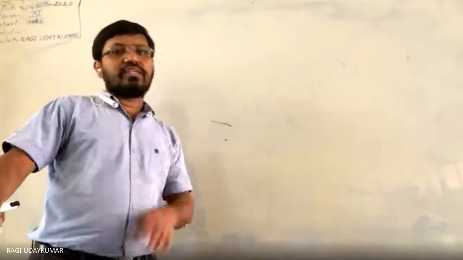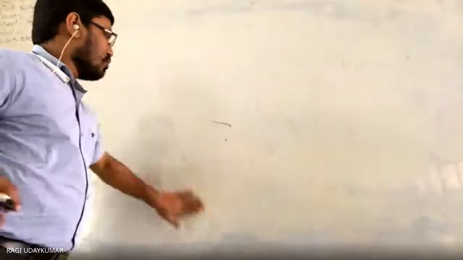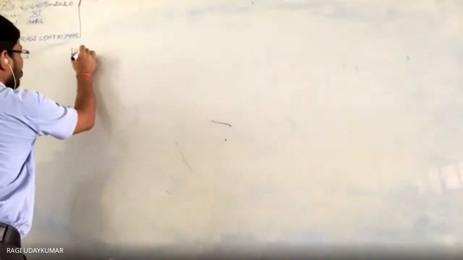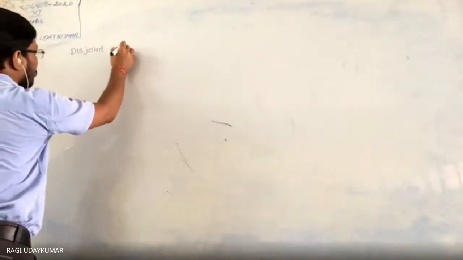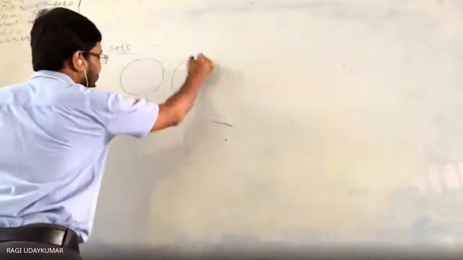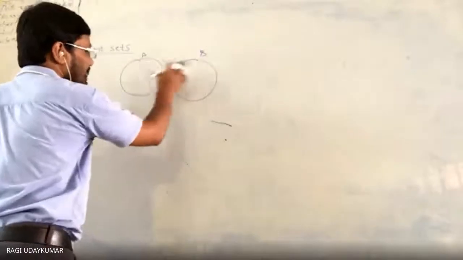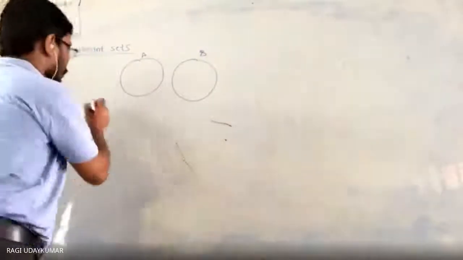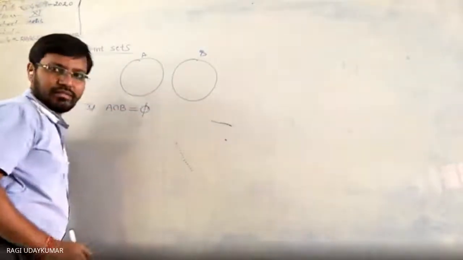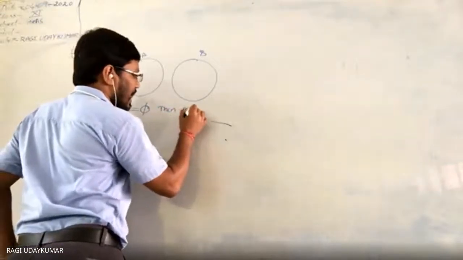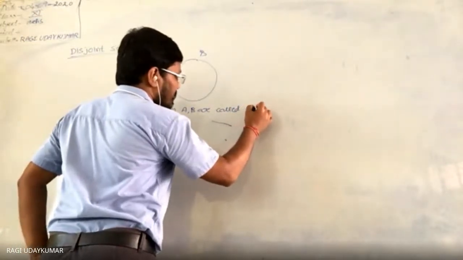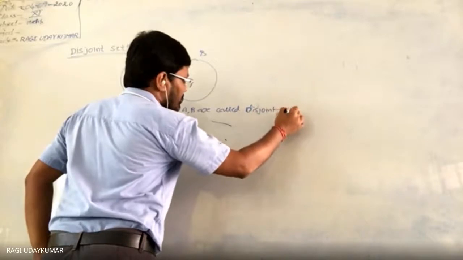And if you take two sets into consideration, and the two sets are called disjoint sets. Which sets are called disjoint? The word itself says disjoint, no joint. That means two sets are not joint. There is nothing common. So if A intersection B is equal to the empty set, then A, B are called disjoint sets.